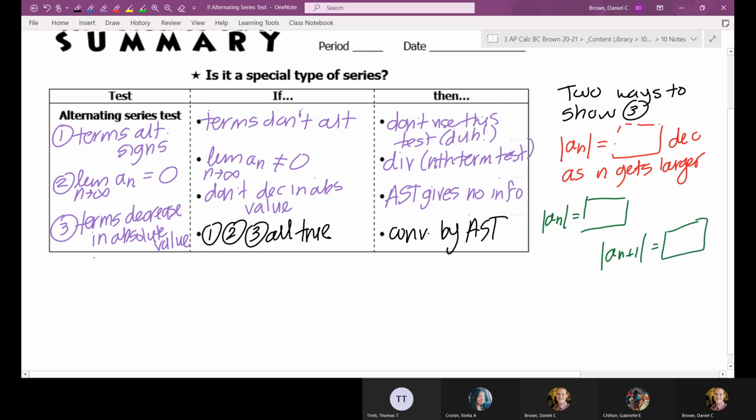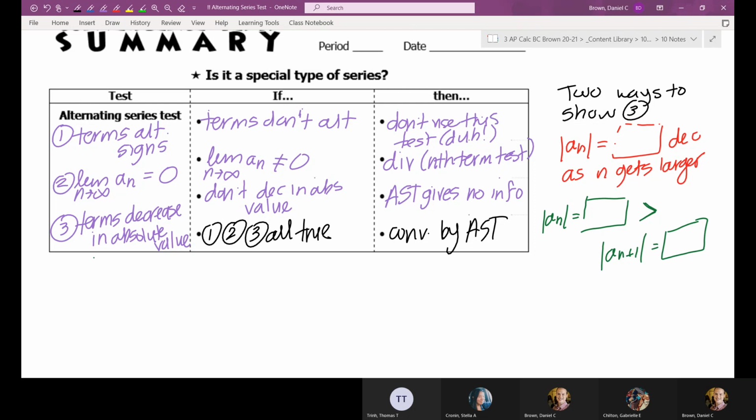When you're thinking about it, a sub n is one term. What would a sub n plus 1 represent? The next term. And if it's decreasing, then you would just want to show the statement that the absolute value of a sub n is bigger than the absolute value of a sub n plus 1. You just need to write that statement, and of course, check to make sure it's true. That's basically the 2 ways we can show that third option. And then if all 3 are true, then it converges by the alternating series test.